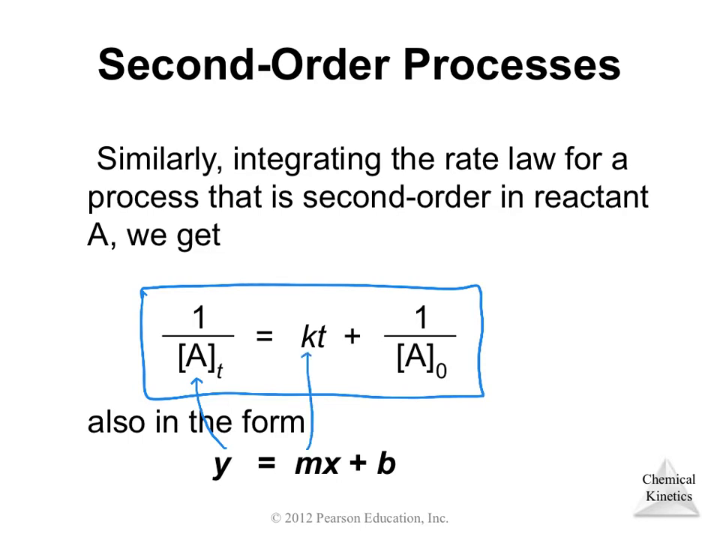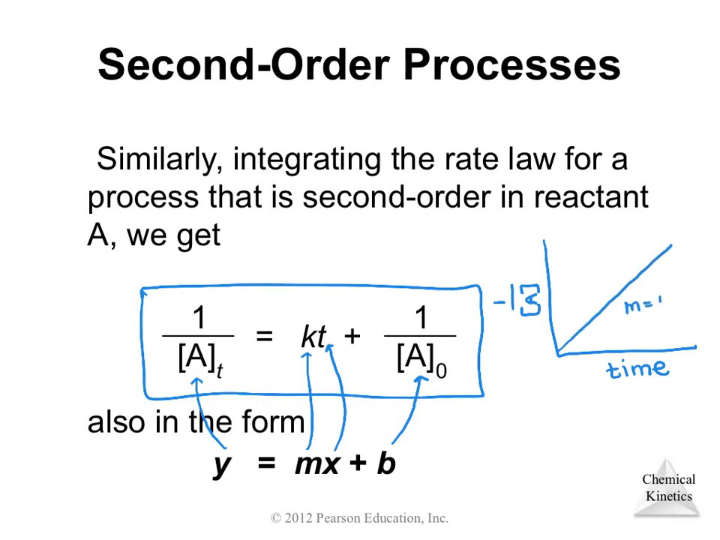M and K are the same, so our slope is our rate constant. X is still time, like in all of ours, and then the y-intercept is 1 over the initial concentration. So if we were going to graph this, we would be graphing time, and then our y-axis would be 1 over the concentration of our substance. And what we're going to find is this is actually going to be a positive slope, which is why our slope is equal to K. Where in the other two, we saw a negative slope, meaning that our slope was equal to negative K.